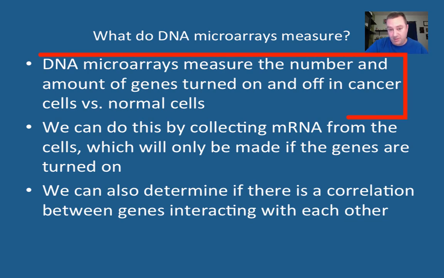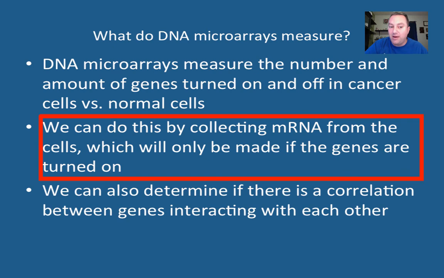Well, DNA microarrays measure the number and amount of genes turned on and off in cancer cells versus normal cells. So, of course, you're going to use those to figure out which genes you're going to see in a normal cell and which you're going to see in the cancerous cells. Now, you do this by collecting mRNA from the cells, which is only going to be made by genes that are actually turned on.